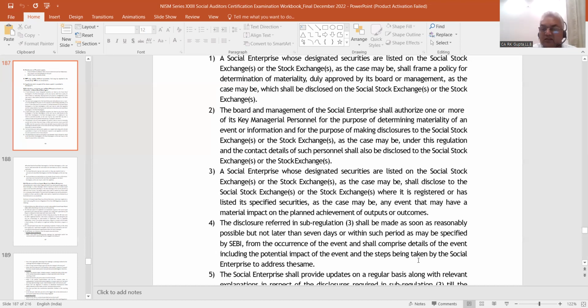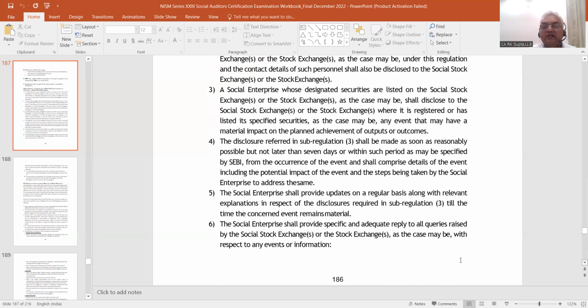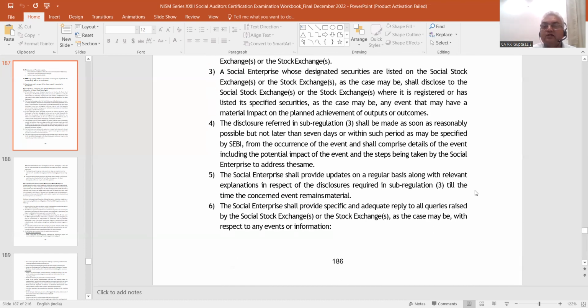Including the potential impact of the event and the steps being taken by the social enterprise to address the same. Then the social enterprise shall provide updates on a regular basis along with the relevant explanations in respect of the disclosures required in sub-regulation 3 till the time the concerned event remains material. The social enterprise shall provide specific and adequate replies to all queries raised by the social stock exchange, as the case may be, with respect to any events or information.